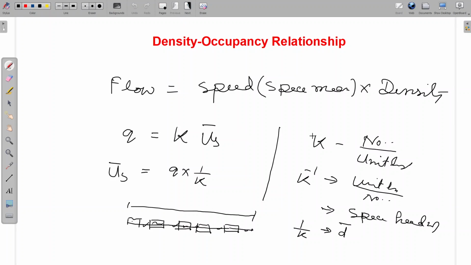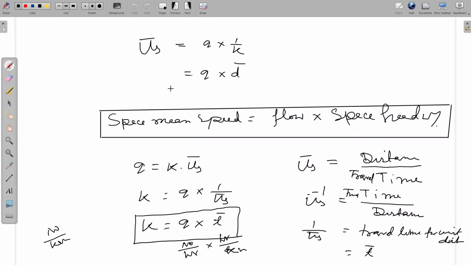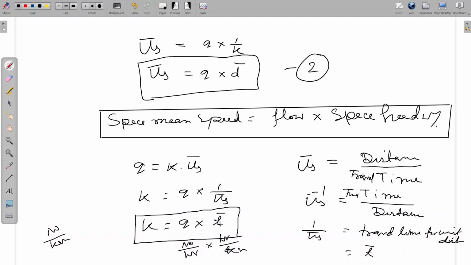So this is my first equation, equation number one: Q into T bar. Then I have derived this, Us bar is equal to Q into T bar. Let us say this is equation number 2. Then we have derived this.